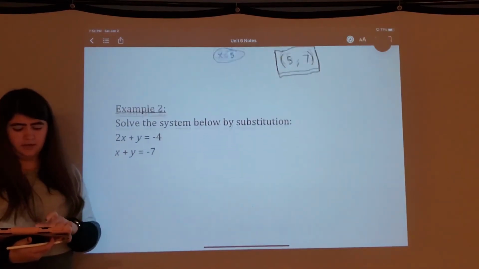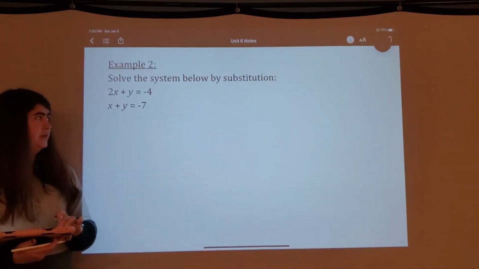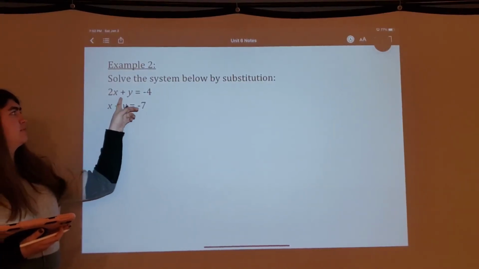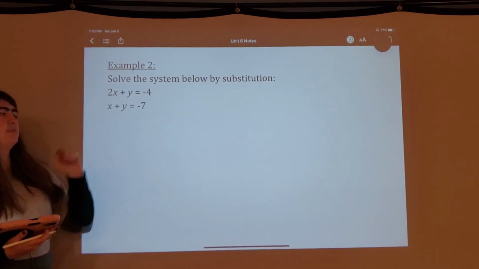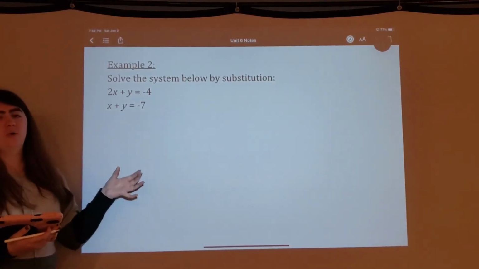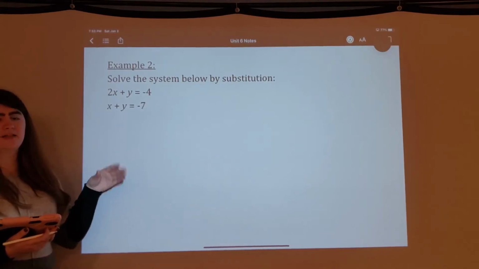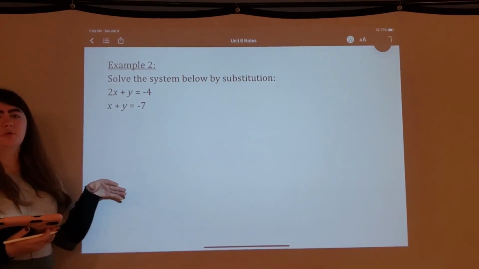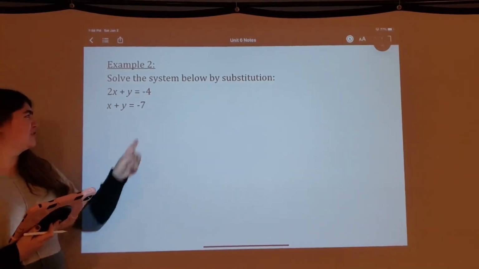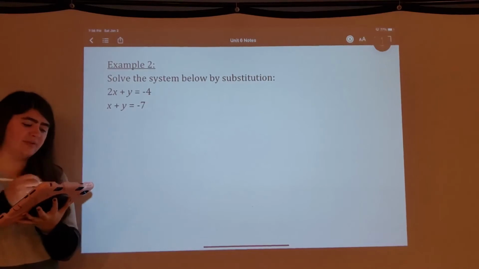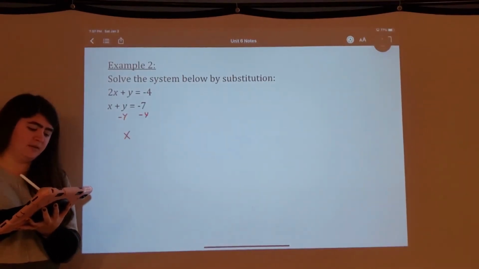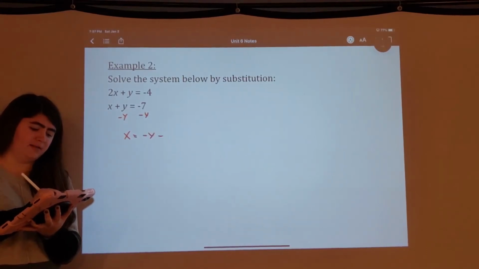Alright, let's take another example here. So example 2, we have to solve the system below by substitution. I have 2x plus y is equal to negative 4 and x plus y is equal to negative 7. In these equations, neither one of them has a variable by itself on one side. So I'm going to have to rearrange one of the equations. I'm going to go ahead and rearrange x plus y is equal to negative 7. I'm going to subtract the y from both sides. That leaves me with x is equal to negative y minus 7.